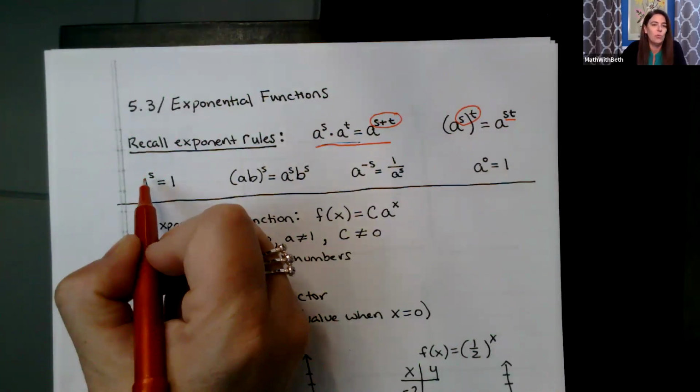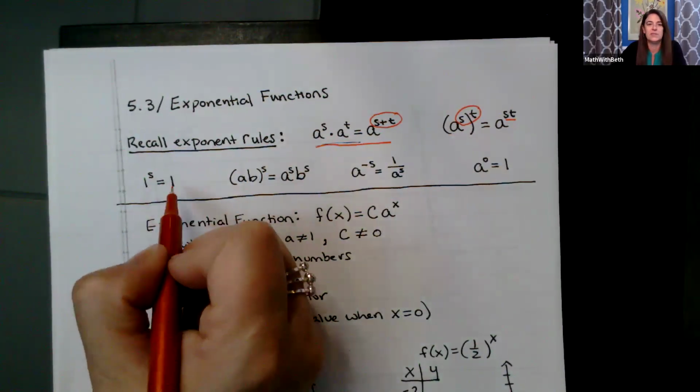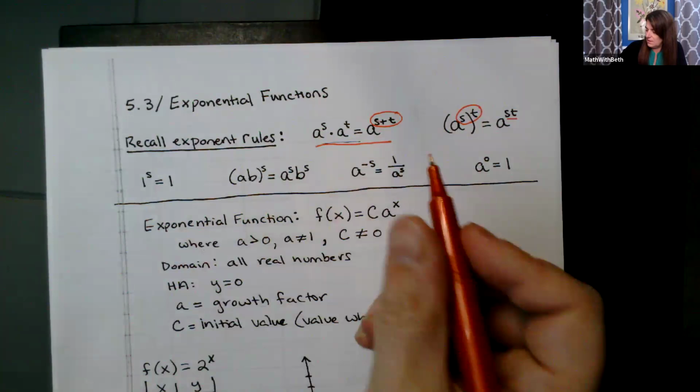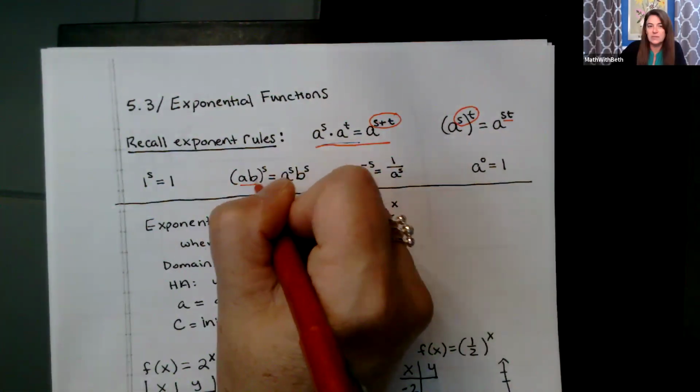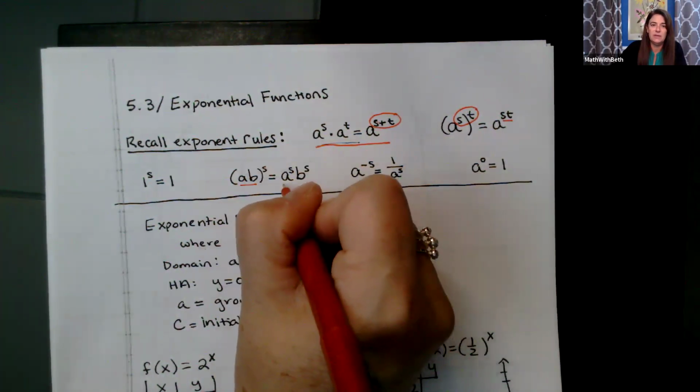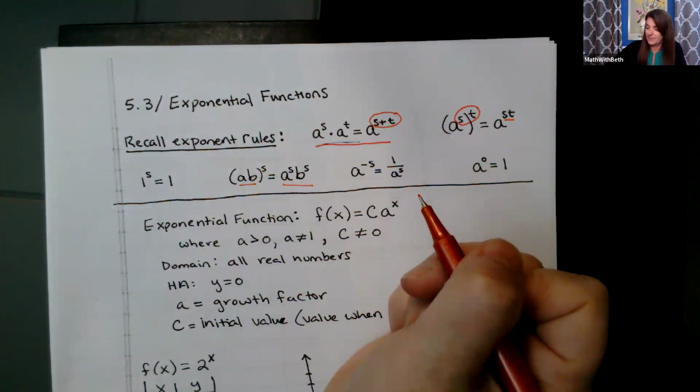This is just reminding you that 1 to any power is still going to be 1. This is showing you that if you have multiple things raised to a power, you can split it up by raising each thing to that power.